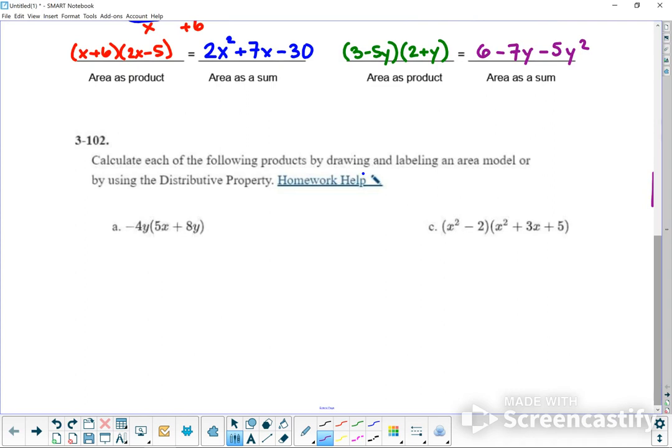Okay, number 1 and 2, we're going to calculate each of the following products by drawing and labeling an area model or using the distributive property. Okay, so far we've been working with just area models, so I'm going to go ahead and skip the distributive property. I showed it a little bit in class, but if you want to utilize it, you can go ahead and do it at your own discretion.